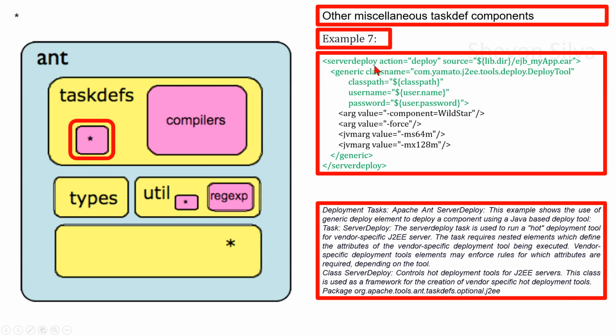The task requires nested elements which define the attributes of the vendor specific deployment tool being executed. Vendor specific deployment tools elements may enforce rules for which attributes are required depending on the tool.